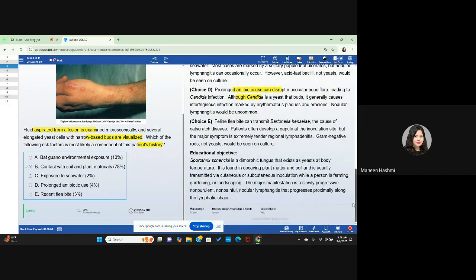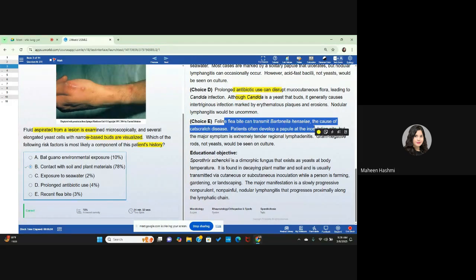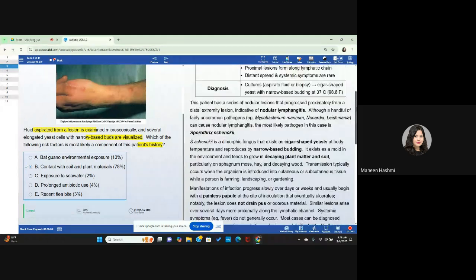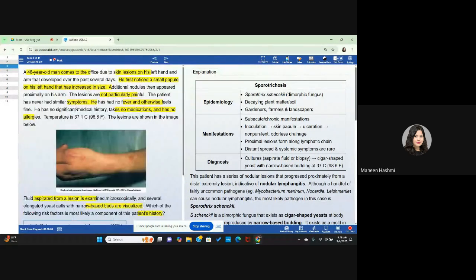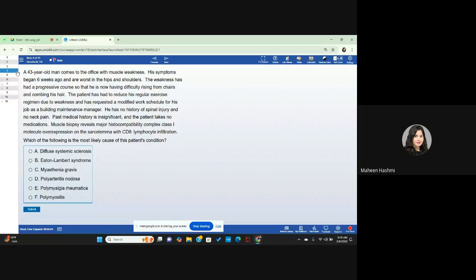That's important. Flea bite is also very important, as a flea bite can transmit Bartonella henselae. That's usually cat scratch disease. We will teach this in the microbiology high-yield topics. But for now, it's really important for you to know what this is. This picture is very high yield for remembering the treatment and how it looks. All right, next question.